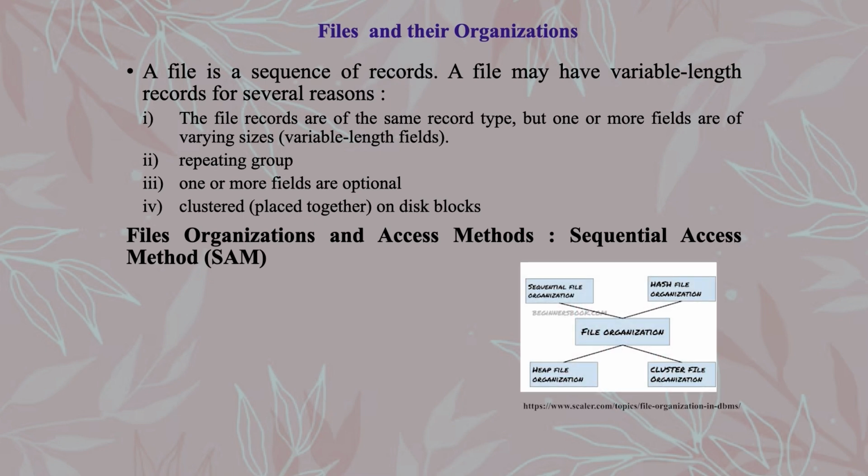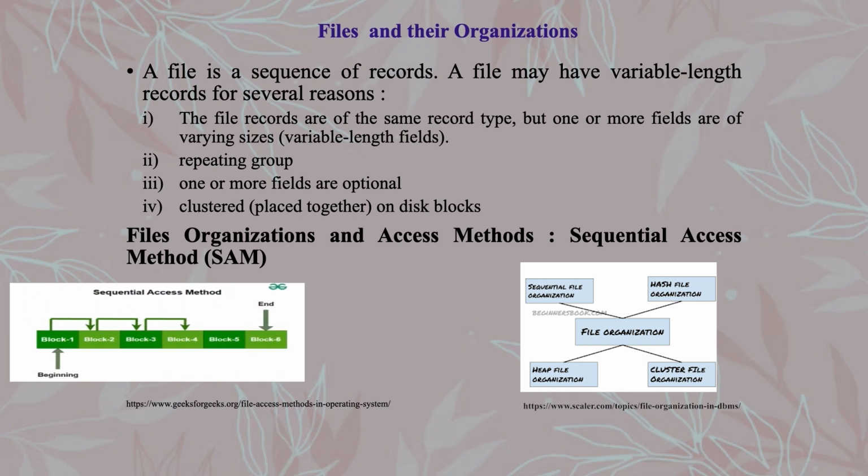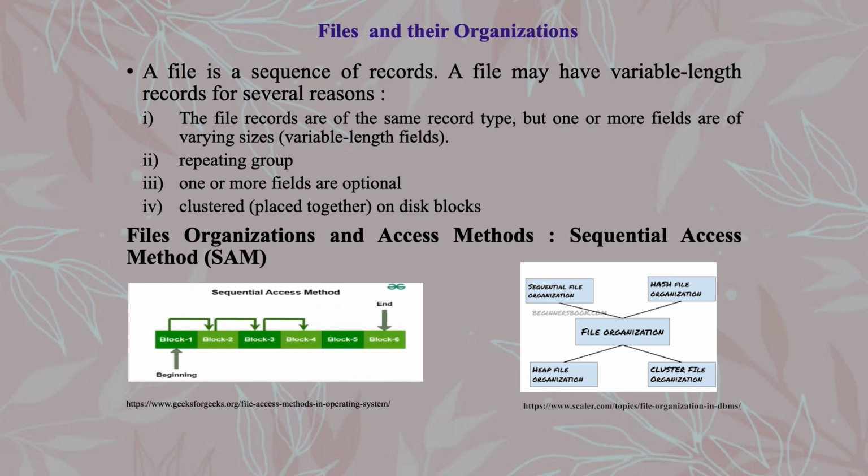A file may have variable length records. The file records are of the same record type, but one or more fields may vary in size. The file records are the same record type, but one or more fields may have multiple values for individual records. Such a field is called a repeating field, a group of repeated values. You have used CDs, ICs; those are repeated fields. In all such cases a repeated field is there.